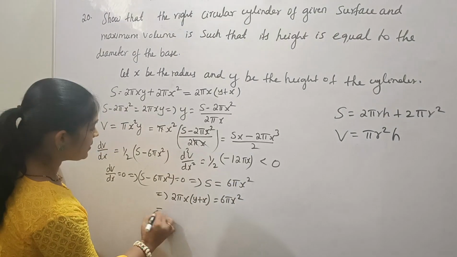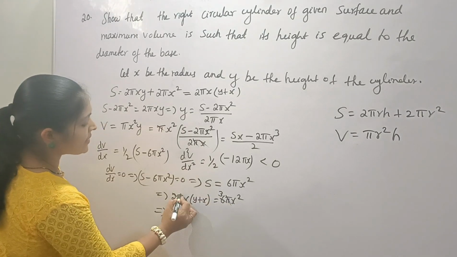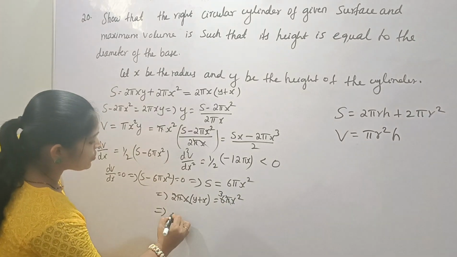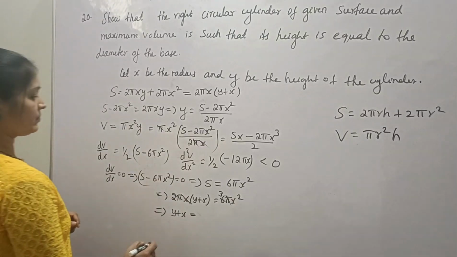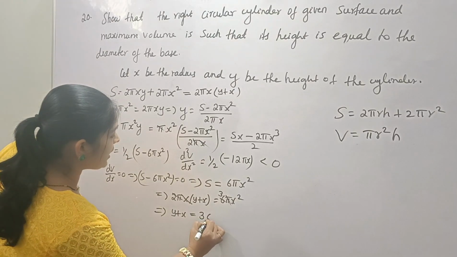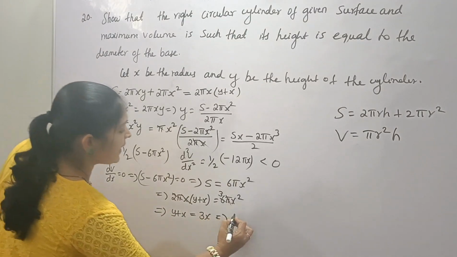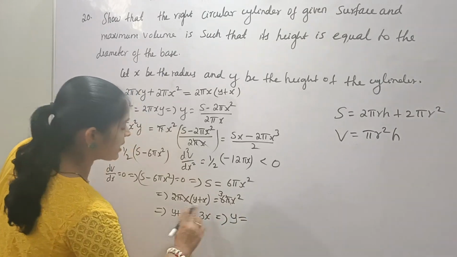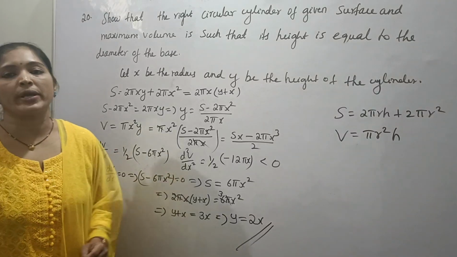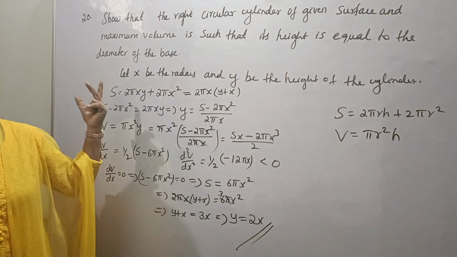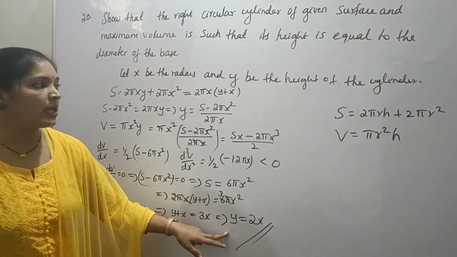Okay, so here 2 pi cancelled, so pi cancelled, it is 3, and x cancelled. So y plus x is equal to 3x. Okay, that means, taking x to the right side, that implies y is equal to 3x minus x, that is 2x. See, here we have got y is equal to 2x. What is 2x? x is the radius of the cylinder, so 2x is the diameter of the cylinder, right? What is y? Y is the height.